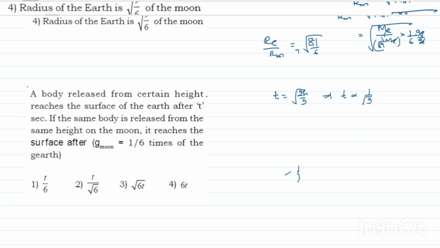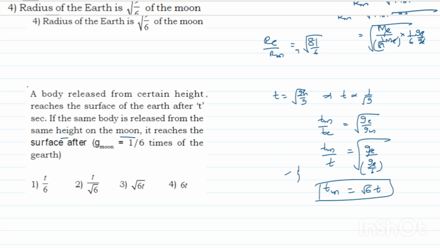So if the same body is released from the same height on the moon, what is the time to reach the surface? Time on moon by time on earth will be equal to the square root of g on earth by g on moon. Time on earth is t, and g on moon is g by 6. The g gets cancelled, so the time on the moon is root 6 times t. So this will be the correct answer.